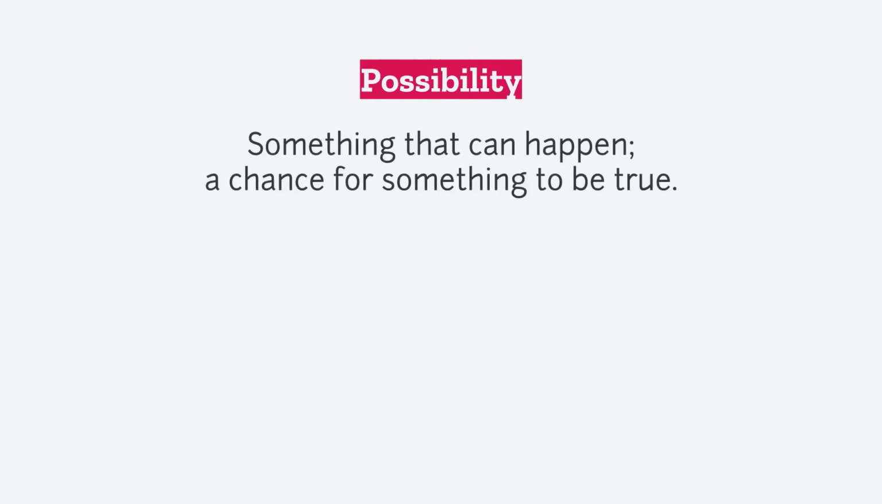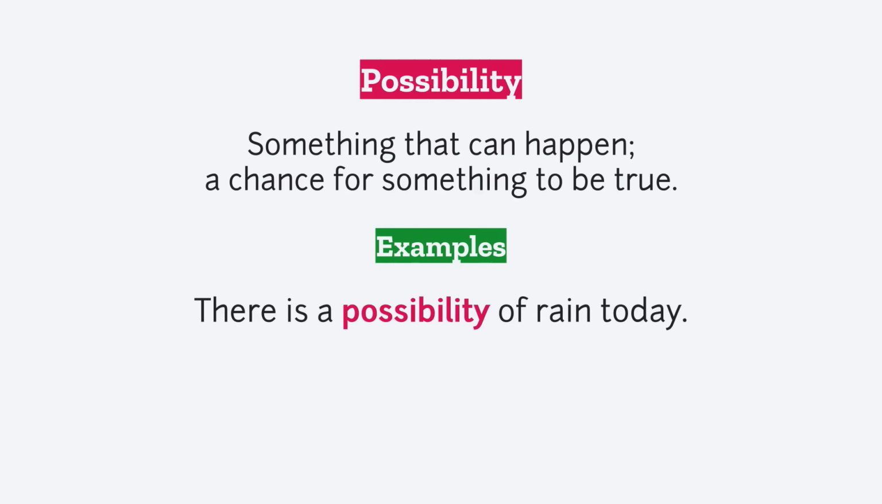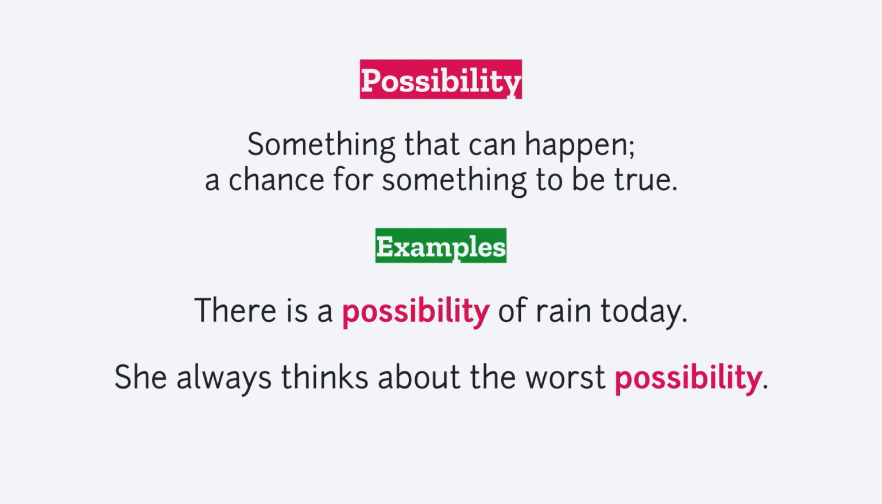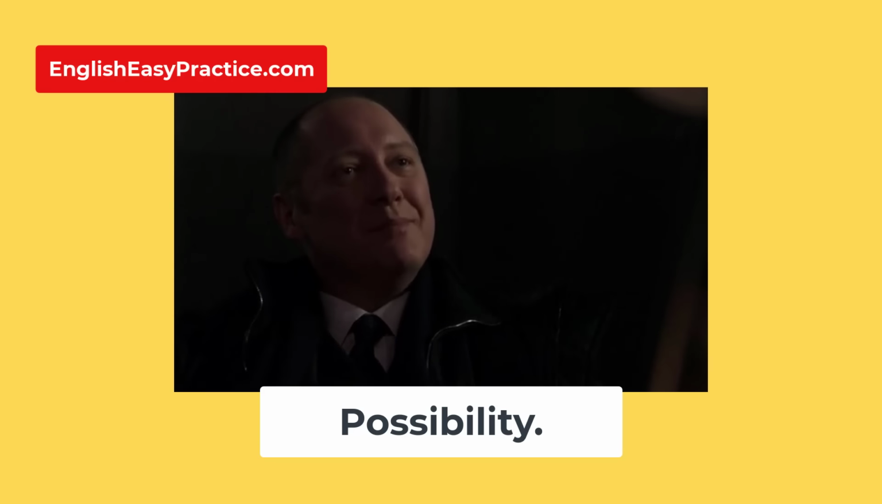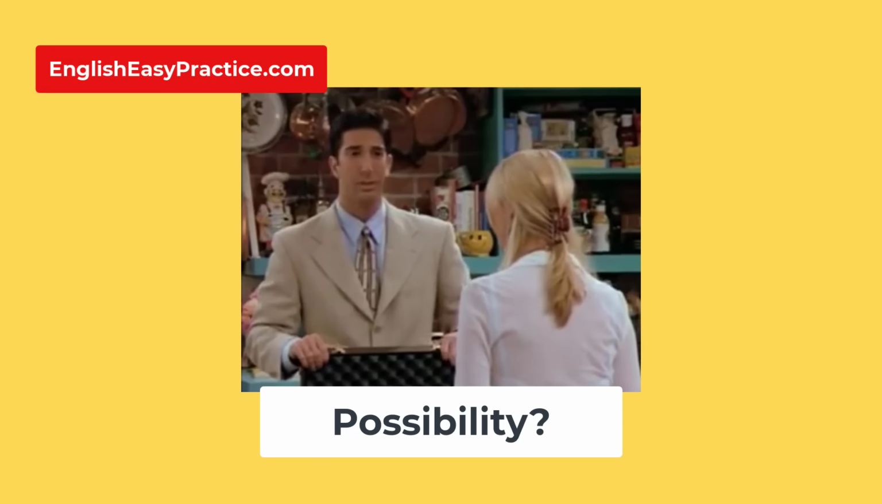Possibility. Something that can happen. A chance for something to be true. Examples. There is a possibility of rain today. She always thinks about the worst possibility. Possibility. Possibly.